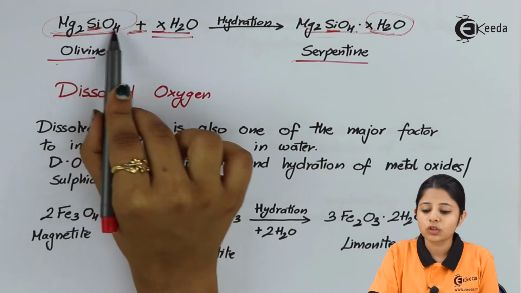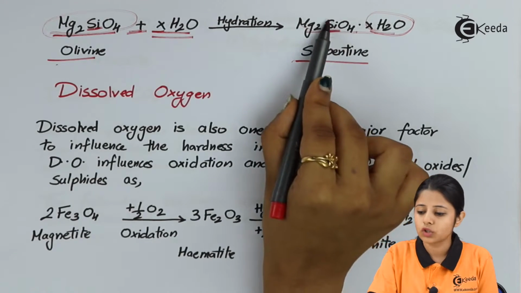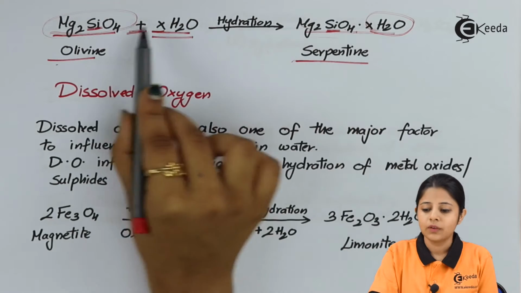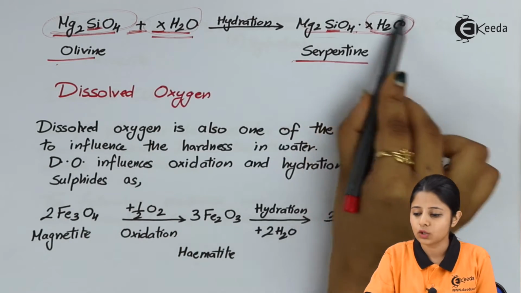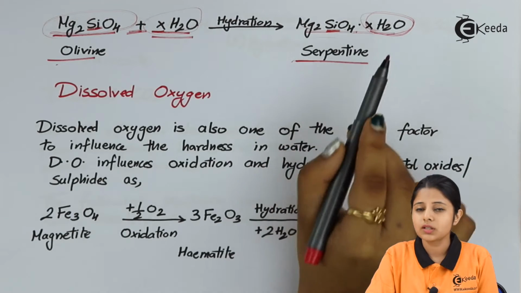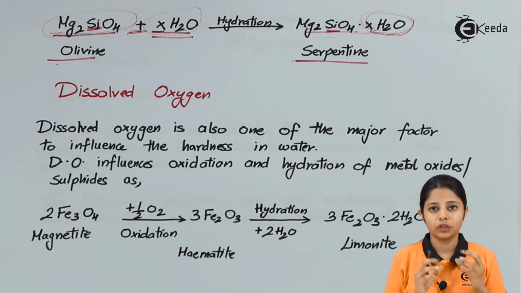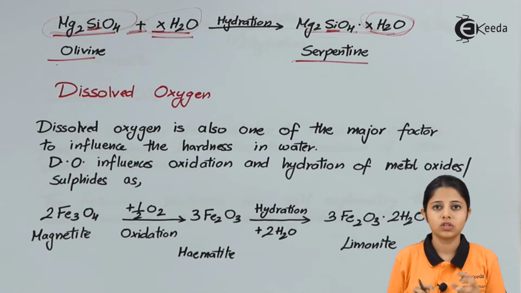The number of oxygen over here is 4. The number of oxygen over here is also 4. When we talk about XH2O, we have XH2O on the reactant side, XH2O on the product side. So this is how the minerals get dissolved in water. The first thing that they do is dissolution. That means they get dissolved in water.